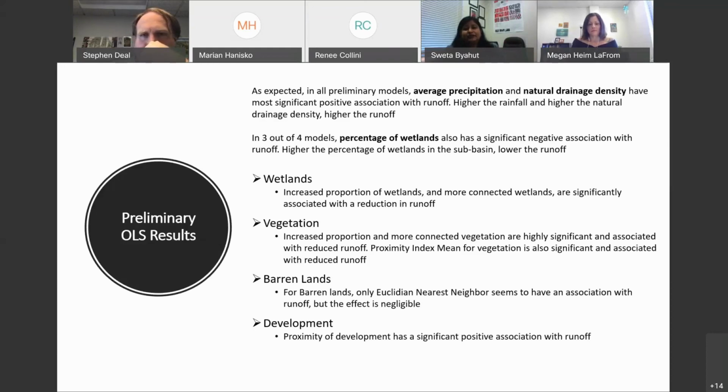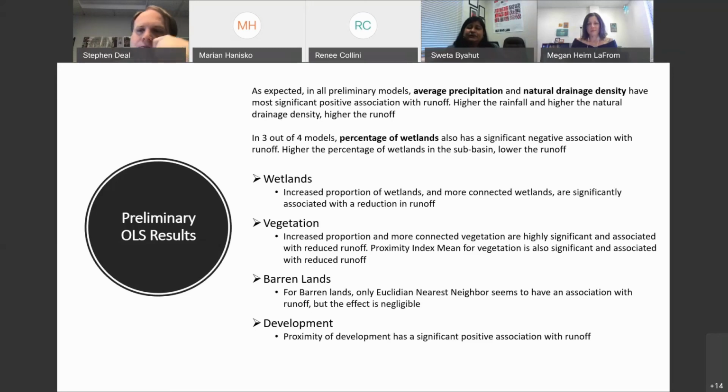When it comes to the development model, the proximity of development, or how close the development is, has a significant positive association with runoff. That's as expected. We also found, interestingly, that connectivity has a significant association with runoff. This was a little bit unexpected because it implies that more connected development is associated with reduced runoff. It's kind of counterintuitive, so we have to look at this a little bit more in detail.